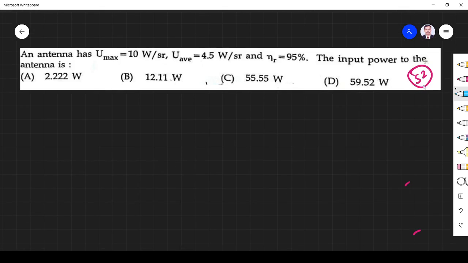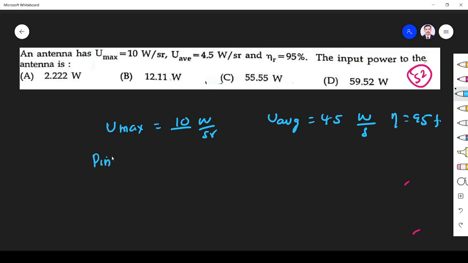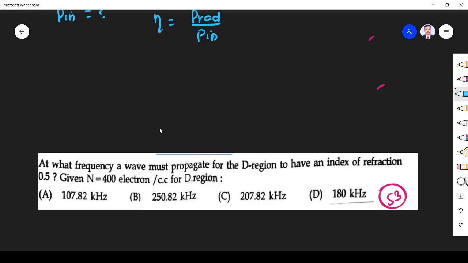An antenna has a maximum radiation intensity of 10 watt per steradian. Average radiation intensity is 4.5 watt per steradian. Eta is equal to 95%. What is the input power? So we have to find input power, right? We know eta is power radiated divided by power input. We have to find power radiated; from that only we can find power in. So first we find power radiated.